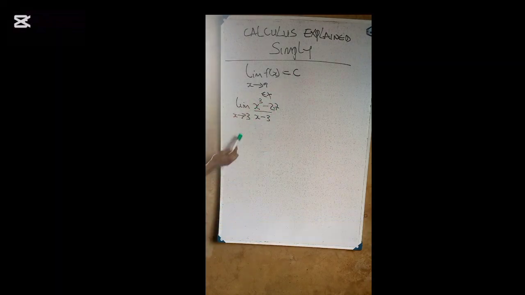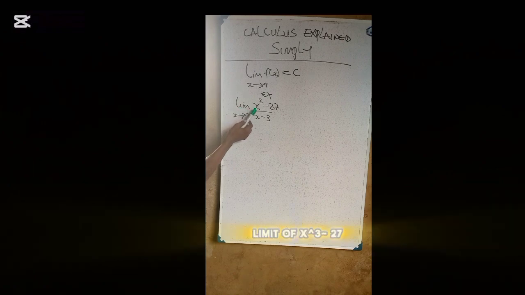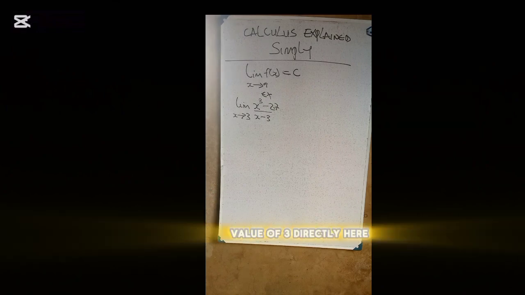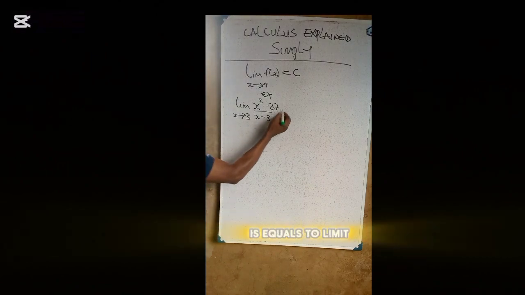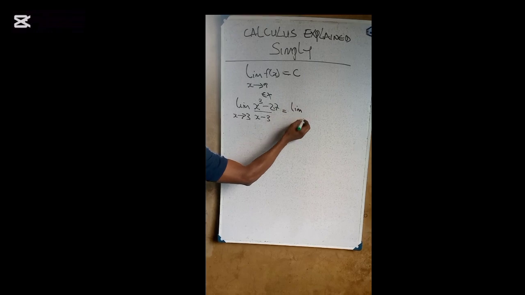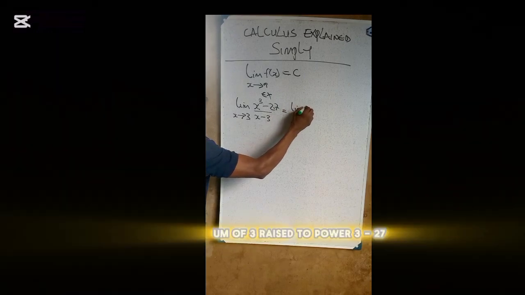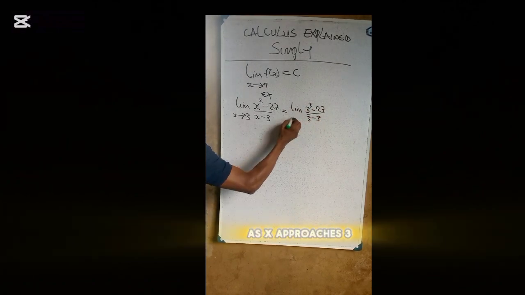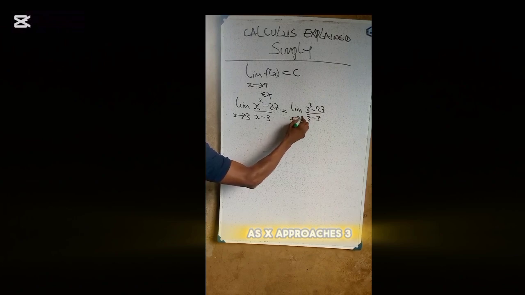For example, if I have the limit of x raised to the power 3 minus 27 over x minus 3 as x approaches 3. If I plug in the value of 3 directly here, if the value is exactly 3, let's see what we have. This is equal to the limit of 3 raised to the power 3 minus 27 over 3 minus 3 as x approaches 3.